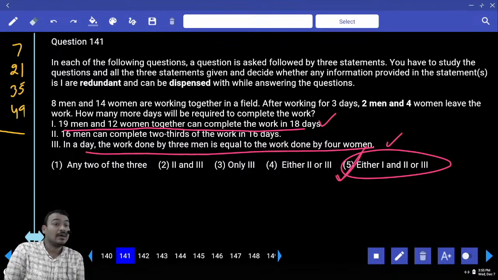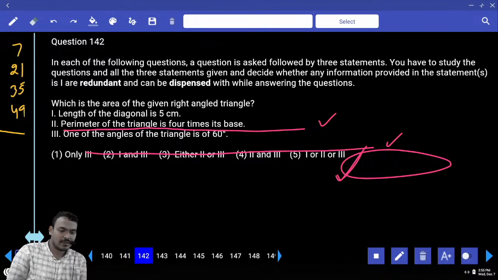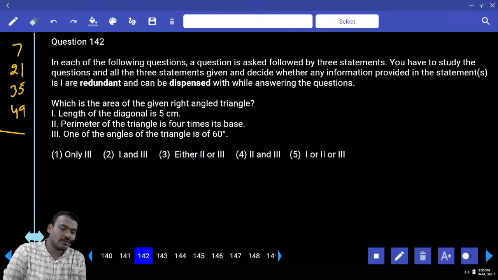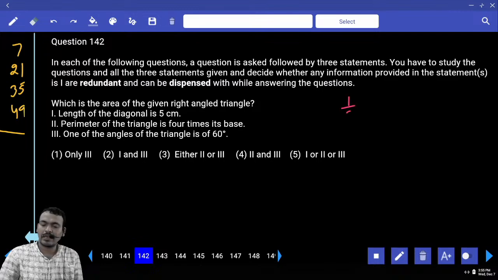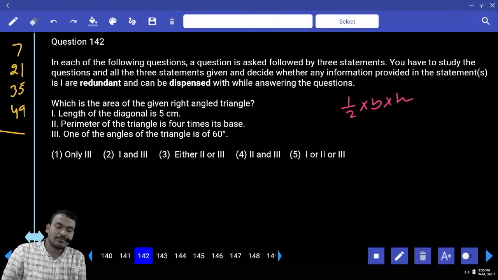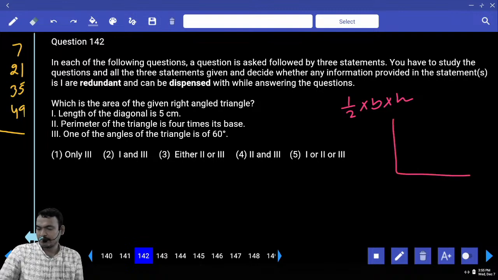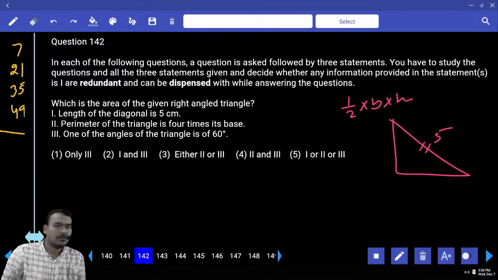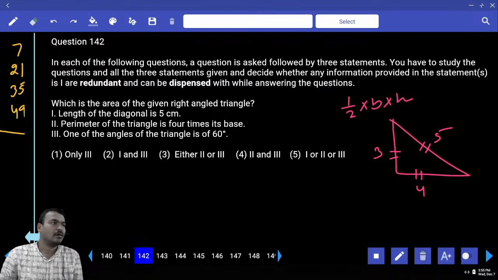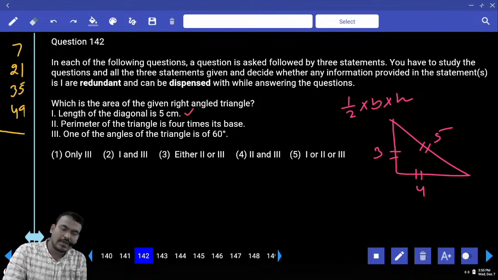Next, reverse data sufficiency. What is the question here? What is the area of the given right angle triangle? What is the area of a right angle triangle? Half into base into height. The length of the diagonal is given as 5. The length of the diagonal means the hypotenuse value is given. Hypotenuse 5 means the sides are 3 and 4. Obviously 3 and 4 are the sides. With 1 alone we get the answer.